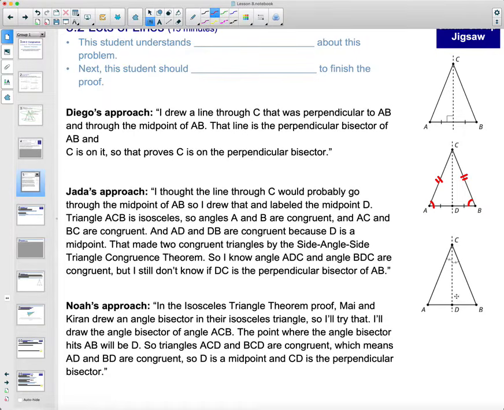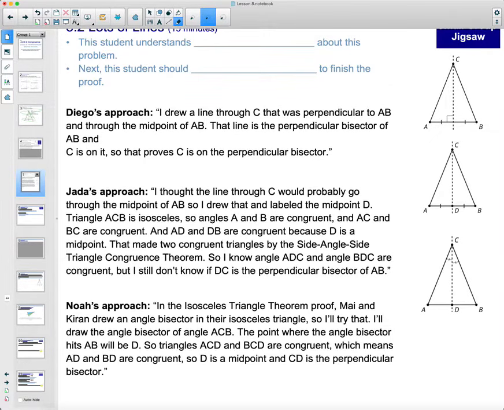So triangles ACD and BCD are congruent, which means that AD and BD are congruent after I prove the triangles are congruent by corresponding parts. So that means D is the midpoint and CD is the perpendicular bisector. So go ahead and relook at those in your book and try to decide what's something that the student understands and what's something that they could do next to finish proving that it's the perpendicular bisector.